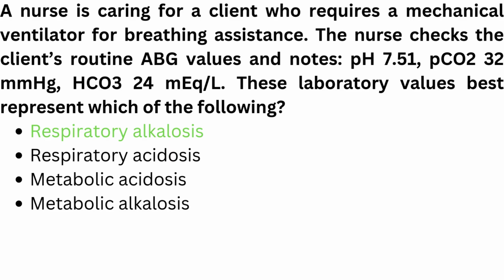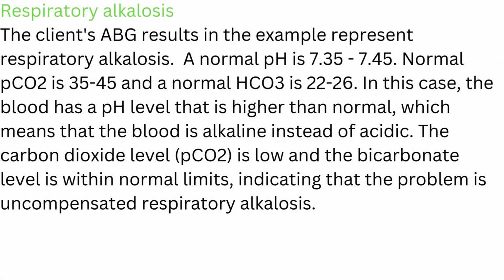The correct answer is respiratory alkalosis. The client's ABG results in the example represent respiratory alkalosis. A normal pH is 7.35 to 7.45. Normal PCO2 is 35 to 45, and a normal HCO3 is 22 to 26. In this case, the blood has a pH level that is higher than normal, which means that the blood is alkaline instead of acidic. The carbon dioxide level, which is the PCO2, is low, and the bicarbonate level is within normal limits, indicating that the problem is uncompensated respiratory alkalosis.